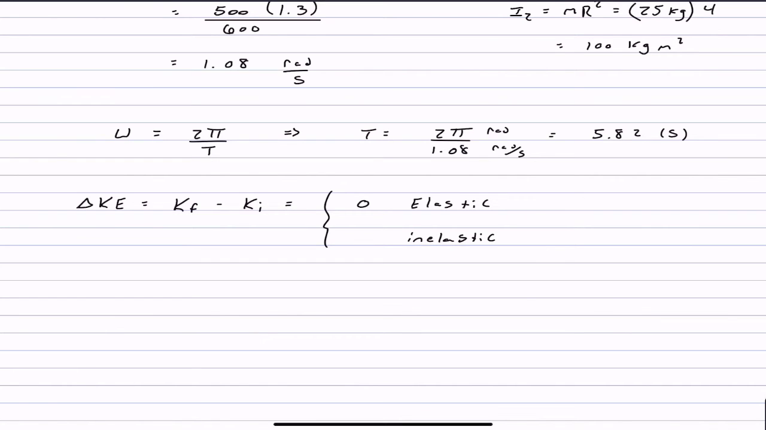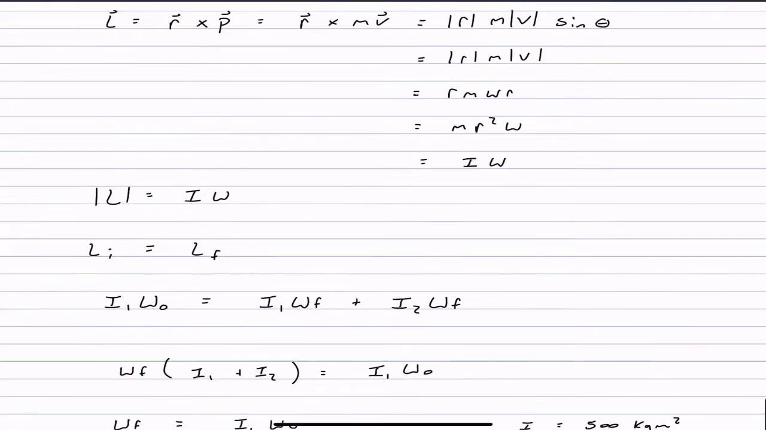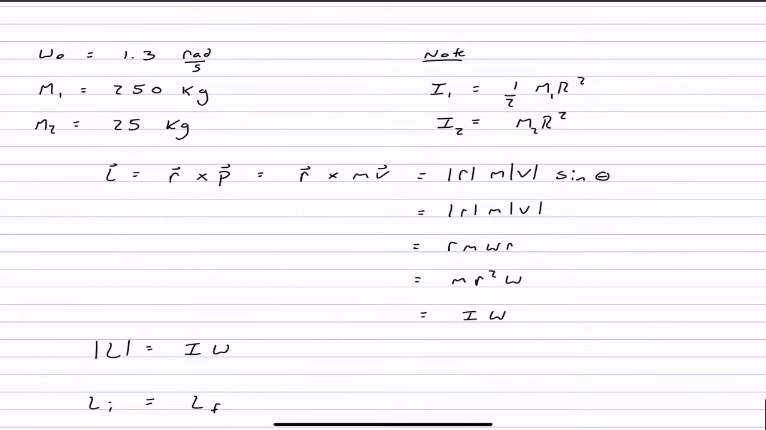Okay, so what we do is we take the difference in the kinetic energy, right? So we have all the information we need to do that, because kinetic energy of a rotating object is going to be 1/2 moment of inertia times rotational speed squared. Right? So we can just plug in everything we know and see what the difference is.